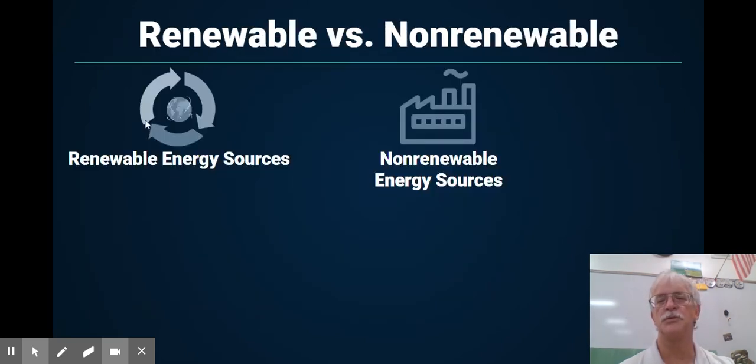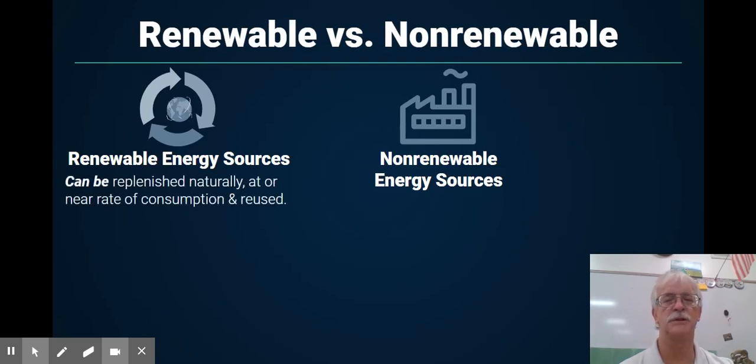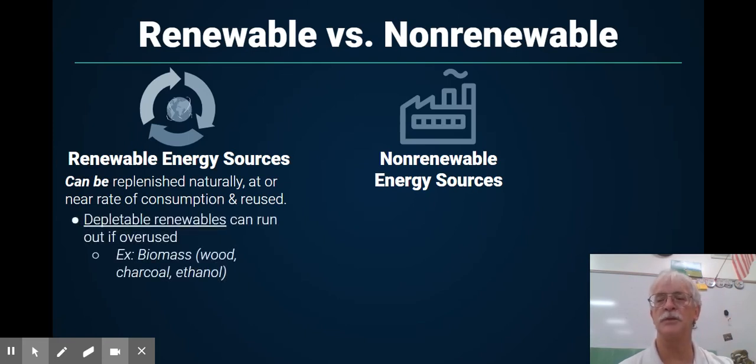For example, difference between renewable and non-renewable. Renewable means it can be replenished naturally at or near the rate of consumption. There are, however, depletable renewables that can run out if overused. For example, wood, charcoal, ethanol.